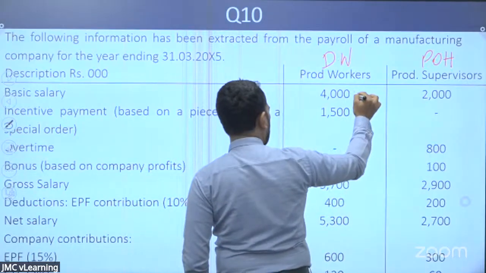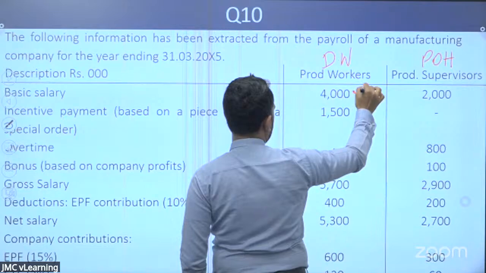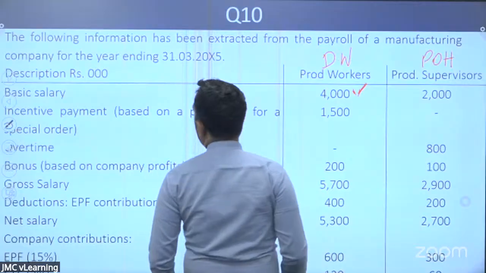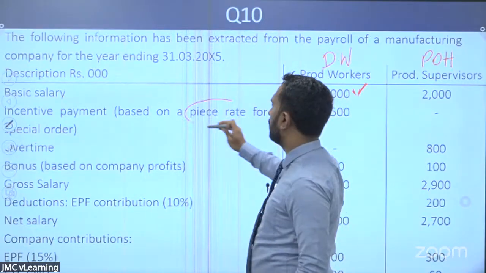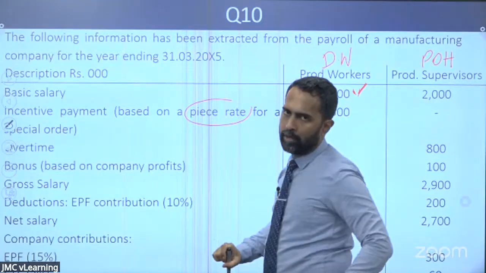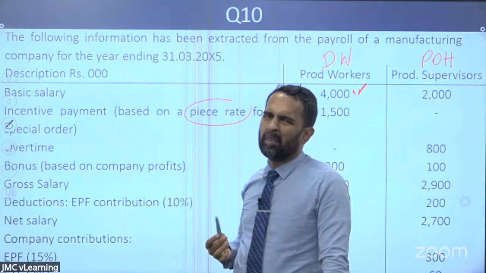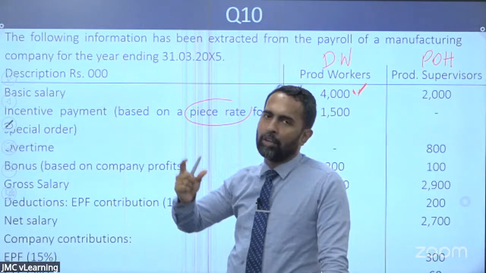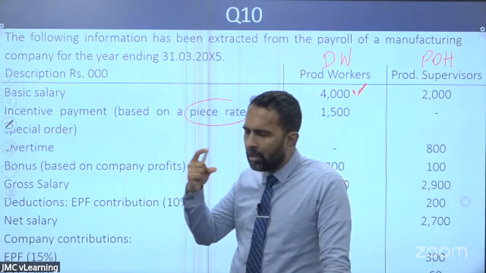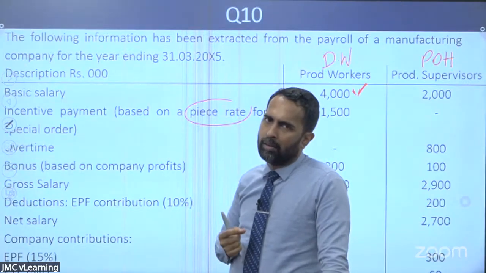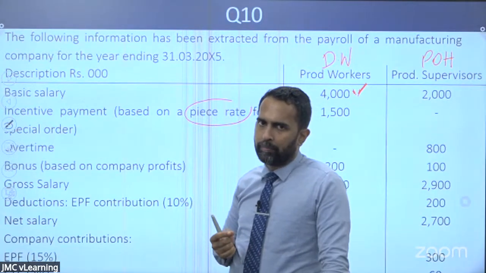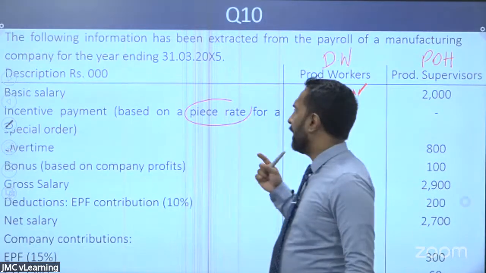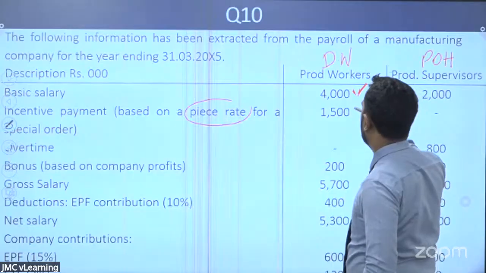We'll see what are the items that we need to take. 4,000, the basic salary, that is part of your salary cost that you have to take. Let me first of all take the direct wages. Incentive payment based on the piece rate, piece rate of a special order. What is meant by piece rate? Piece rate means this incentive is given based on the number of items you manufacture. That's a production based payment. You are being paid based on the number of items you manufacture. Therefore, that is also part of your direct wage.